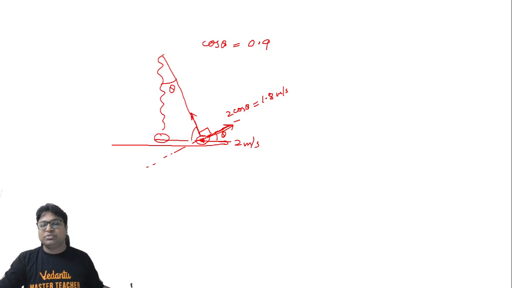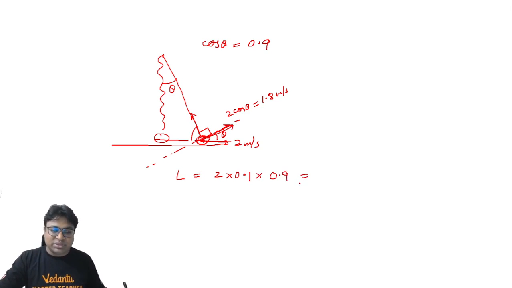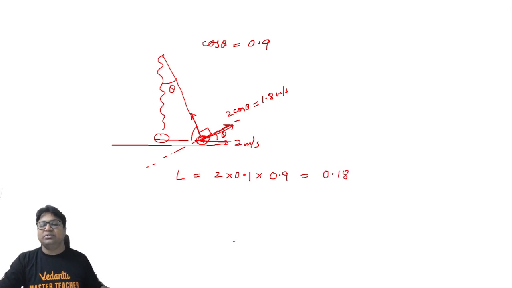Now we are in a position to answer both the questions. Before the string became taut, this particle was traveling with a speed of 2 meter per second. So the angular momentum about this point of suspension can be calculated as m into v into perpendicular distance, which is 2 into 0.1 into 0.9. Okay, so this becomes how much? This becomes 2 into 9, 18. So it becomes 0.18 SI units.